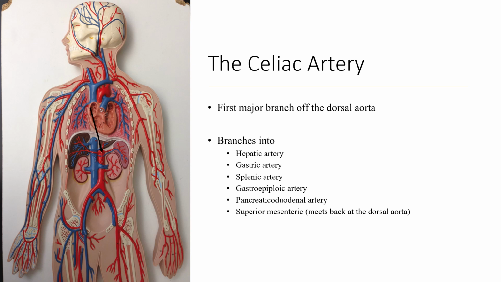Now, the celiac is the first major branch off the dorsal aorta. And the reason why it's major is because it branches into arteries that basically supply the entirety of the gastrointestinal system. It branches into the hepatic artery, the gastric artery, the splenic artery, the gastroepiploic artery, the pancreatic duodenal artery, and then, of course, the superior mesenteric artery, which meets back at the dorsal aorta, which is why the superior mesenteric is also considered a branch off the dorsal aorta.